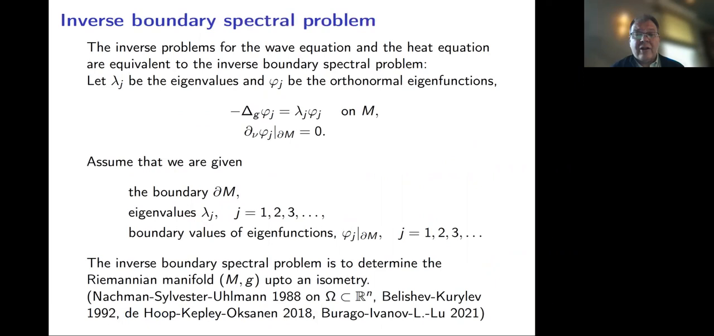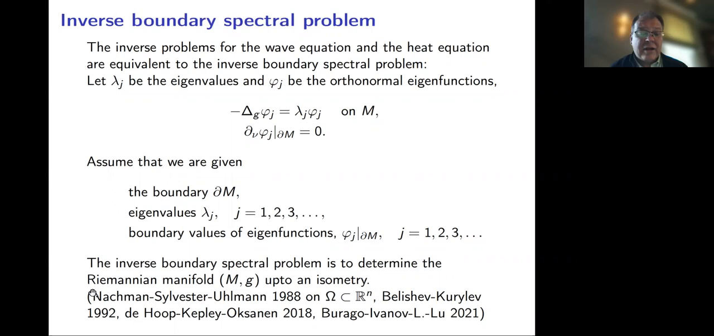And both of these inverse problems, for the wave equation and for the heat equation, are actually equivalent to the inverse boundary spectral problem. There you consider the eigenvalue problem for the Laplacian. So we have eigenvalues lambda_j of the Laplace operator and orthonormal eigenfunctions phi_j. Here they are defined with Neumann boundary condition. In the inverse boundary spectral problem, you assume that you are given the eigenvalues and boundary values of the normalized eigenfunctions. And it is shown that this data determines a compact Riemannian manifold with boundary up to an isometry.